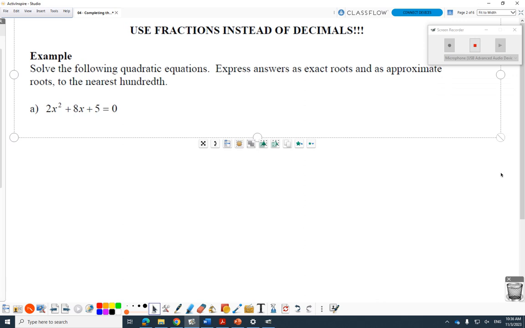It says something very scary. Solve the following quadratic equation. Express answer as exact roots and as approximate. Okay, I'll get to all that. I'll deal with the fractions, the decimals, as I go along. But this lesson says you can do it by completing the square.